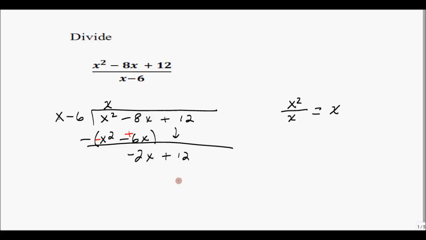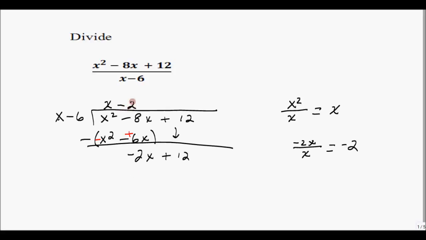And we start this whole thing over again by taking this x and dividing it into a negative 2x. In other words, negative 2x divided by x. Well, when you do that, the x's cancel. You're left with a negative 2. So we put a negative 2 up here. So now we have x minus 2 there.